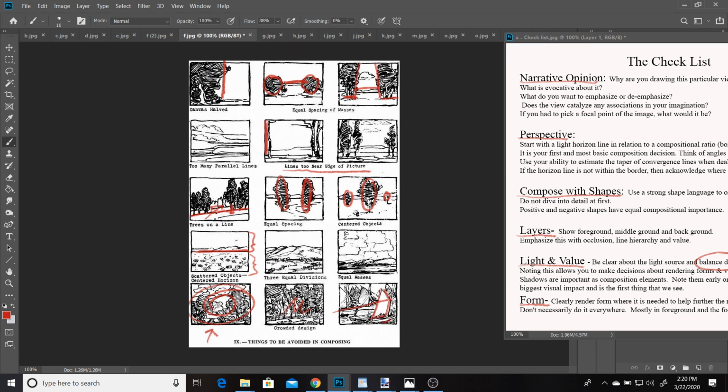And then equal masses, like making things the same. So trying to create variation. I think this is interesting to look at. Also up here, too many parallel lines. I never quite heard of that one, but yeah, I don't know.